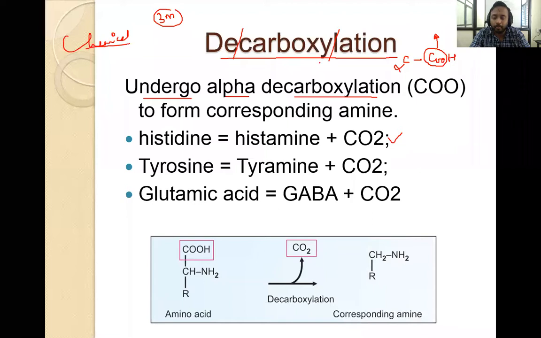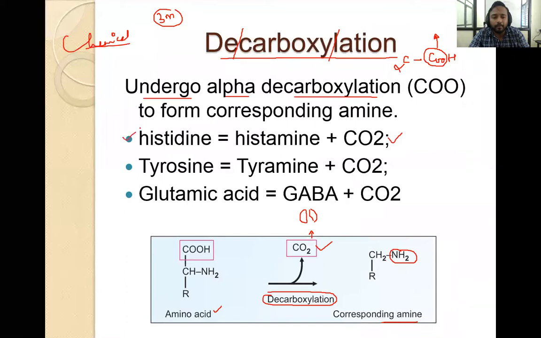Okay, the carboxyl group is removed from the amino acid by the reaction called decarboxylation reaction, and the carboxyl group COO is removed as carbon dioxide. Okay, you can see here one amino acid undergoing the decarboxylation reaction to form the corresponding amine. What is left is only the amine group, and the carboxyl group is completely removed as carbon dioxide, which will be excreted through your lungs. Correct? It will be excreted through your lungs as carbon dioxide.